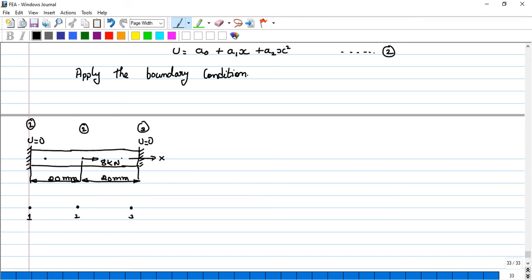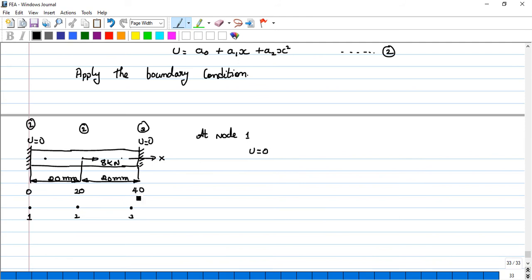So when I consider the point at node 1, what will be the displacement? We already know that u will be 0. Then what will be the value of x? x is 0. How is x 0? x is nothing but the length. At this point it will be 0, at this point it will be 20, and here it will be 40.